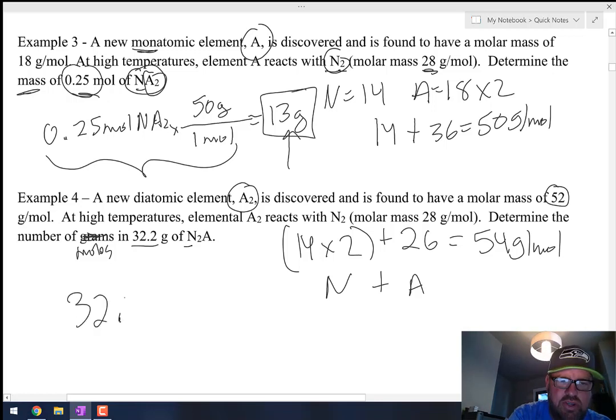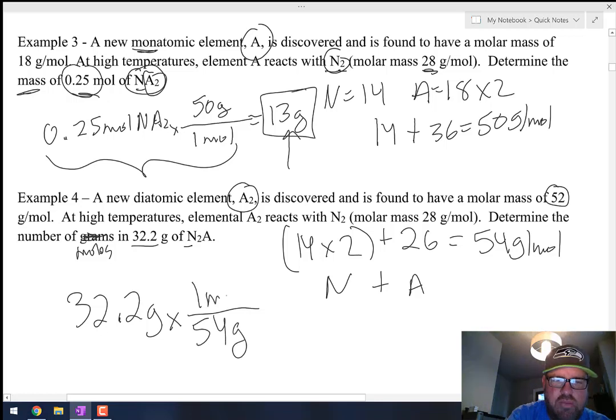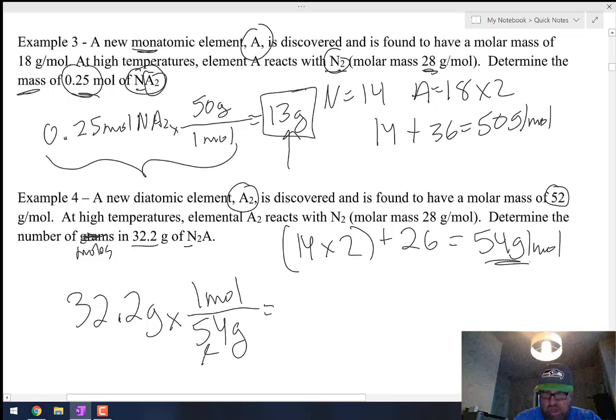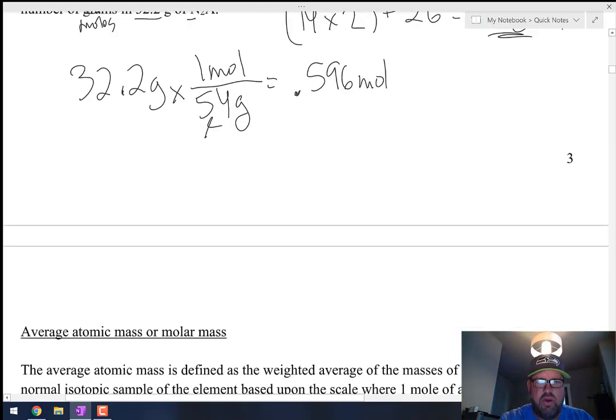So now it's just 32.2 grams, 54 grams in 1 mole. And the 54, you don't need to show. I showed where it came from. You don't necessarily have to show where that came from. That's not a huge part of this problem. So now I take 32.2, I divide by 54, and with 3 significant figures, I get 0.596 moles of N2A. Okay, and that is it for our first lesson.